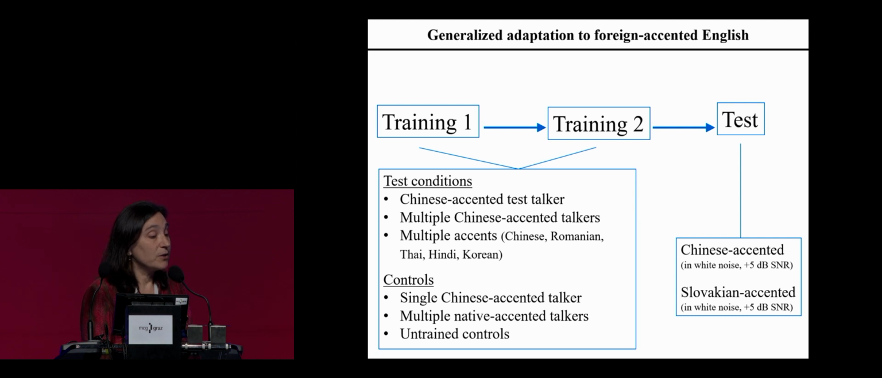They hear sentences produced by the Chinese accented test talker himself. So here we're looking for talker-specific adaptation. Can you adapt to the specific features of that particular talker?